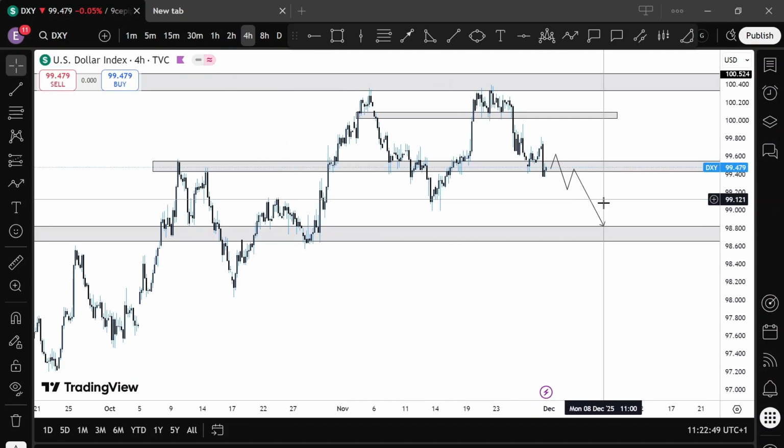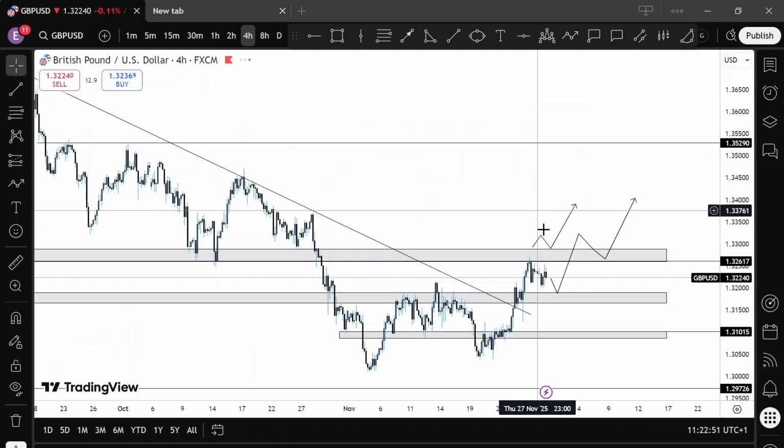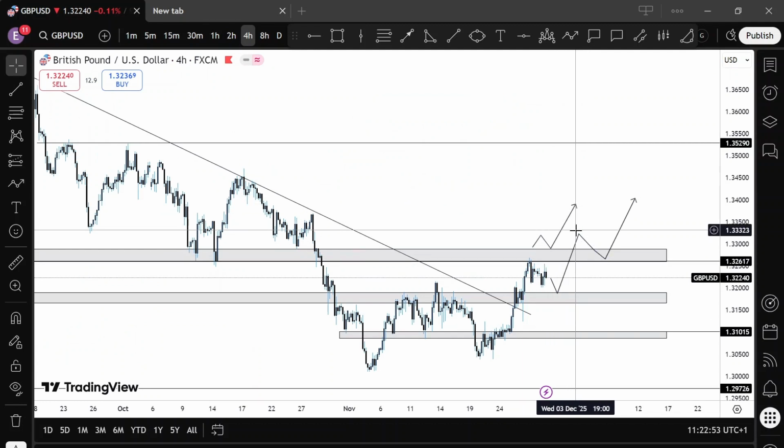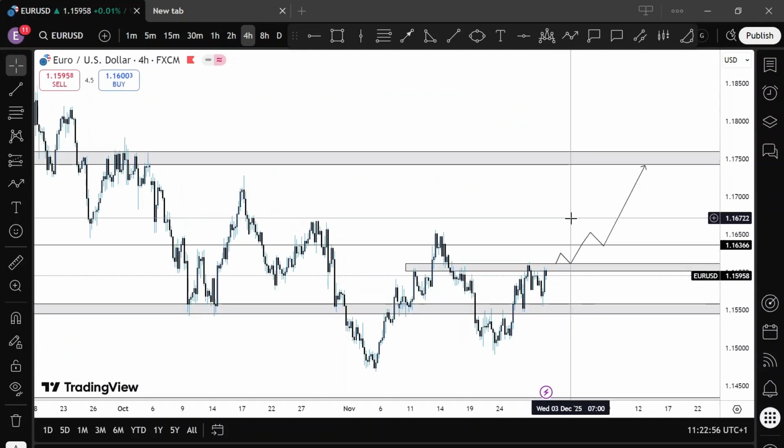That's my anticipation for DXY, and if that happens, that means we'll have that push to the upside here for pound USD, as well as a push to the upside here on Euro USD.